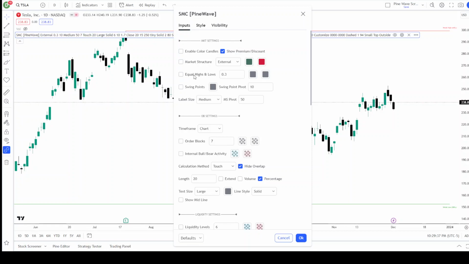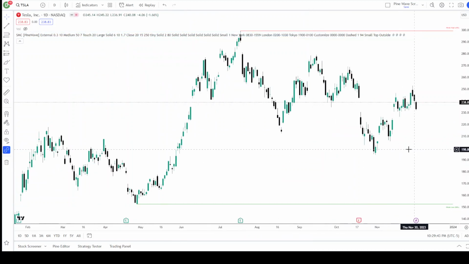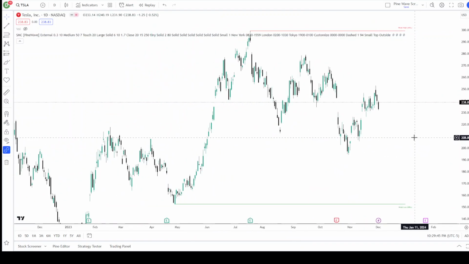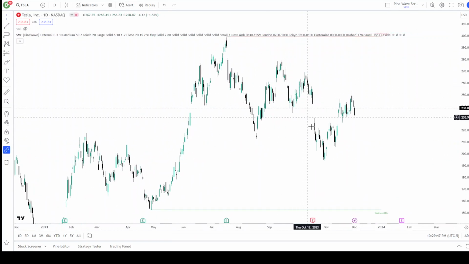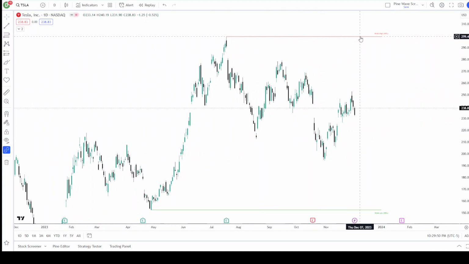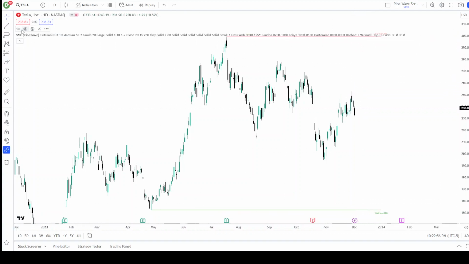The first thing we're going to do is see if we can get premium discount to show up here. Now you see we've got our high and our low. This is going to give us our premium and our discount range.